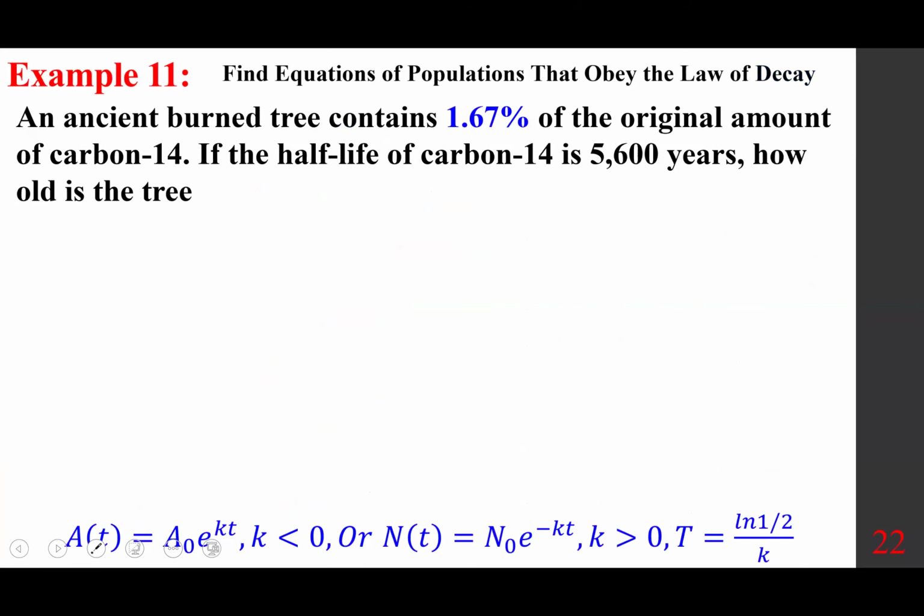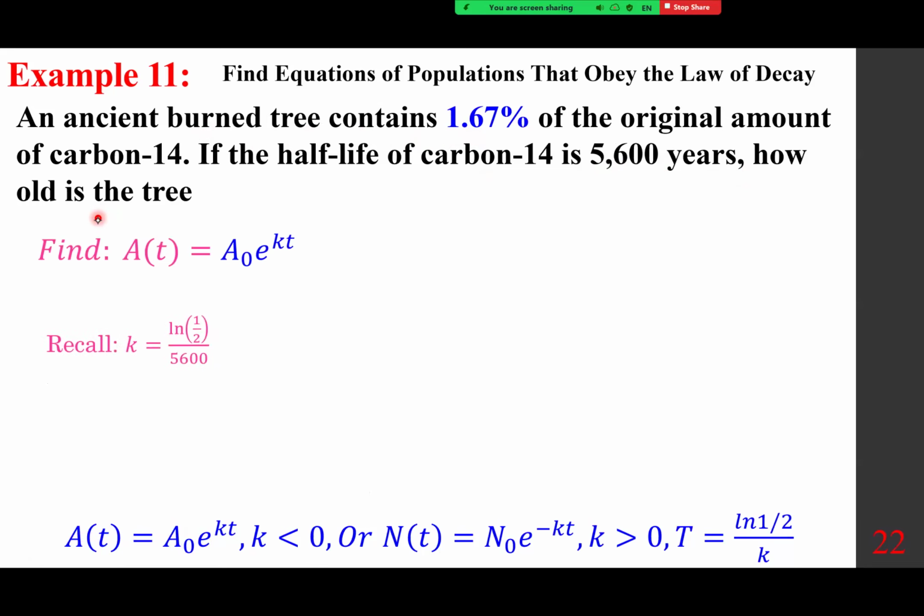Here's the last question, everybody. An ancient burned tree contains 1.67% of the original amount of carbon-14. The half-life is 5600. How old is the tree? Well, we have the formula, and we remember we have this. So I'm going to use the formula we established on the previous page. You don't have to even write this stuff. This is the formula that we found on the previous page. However, if we didn't have that, we have to go through the process, okay?